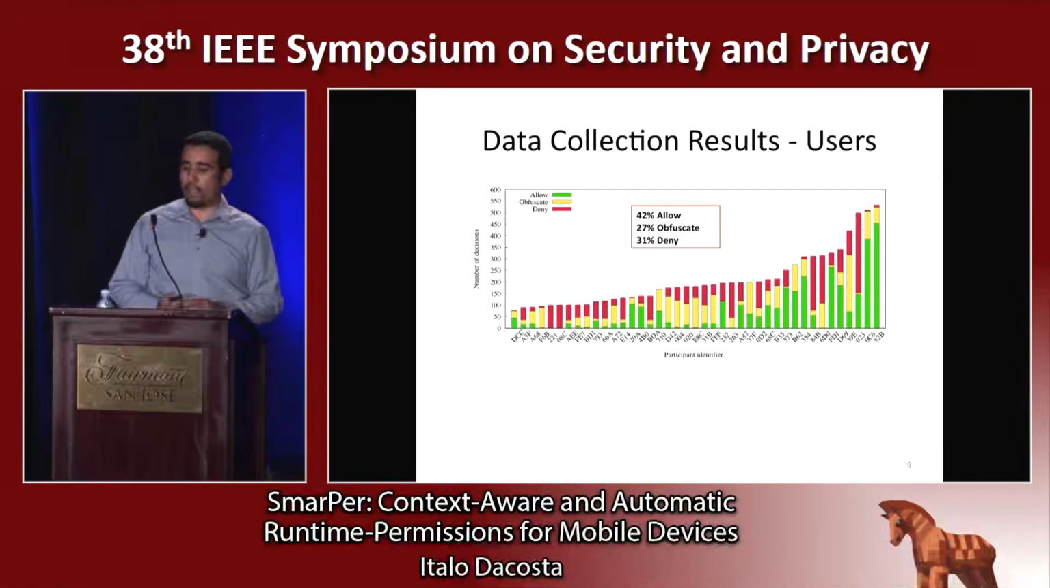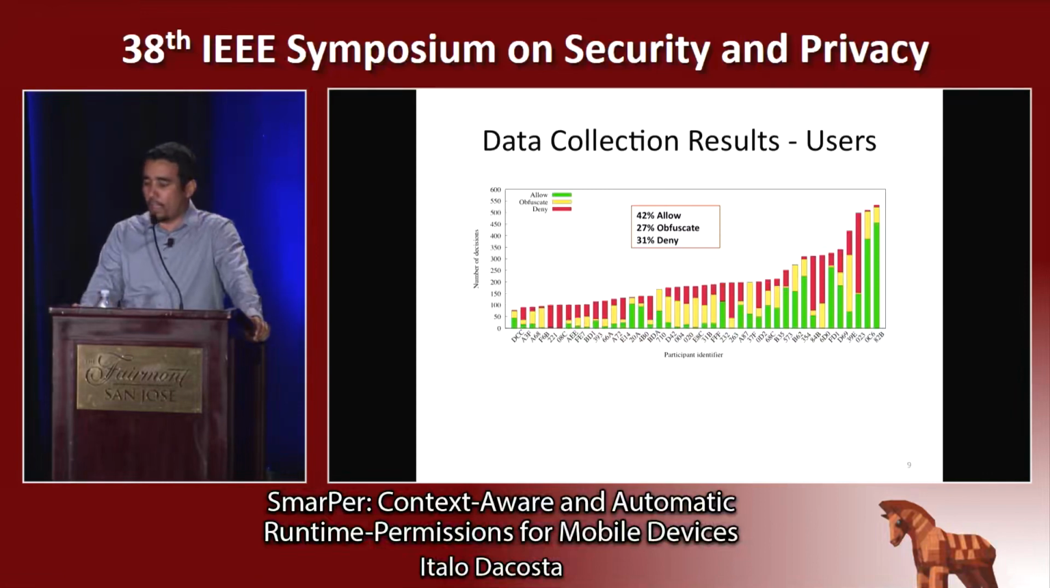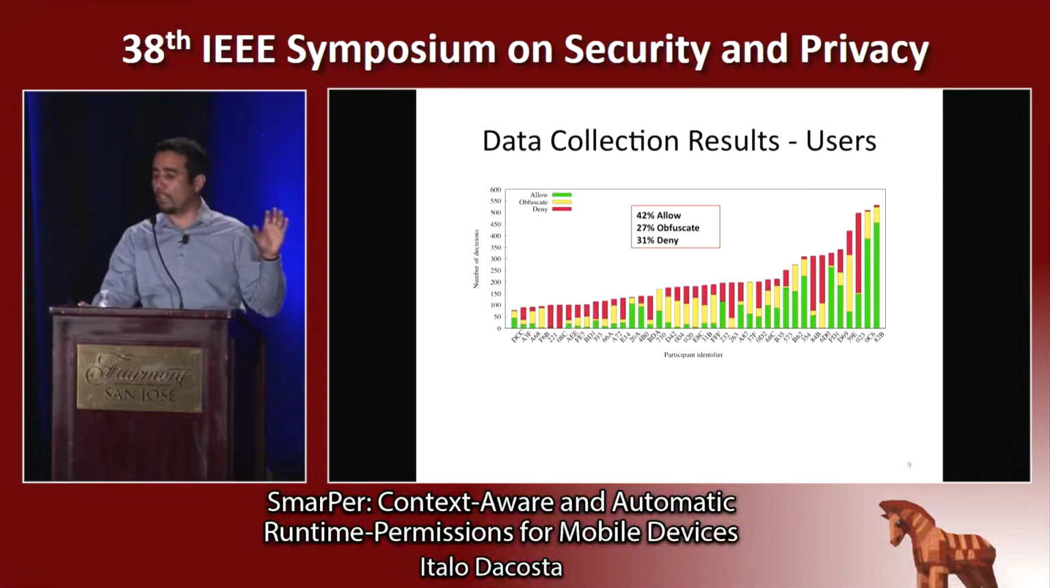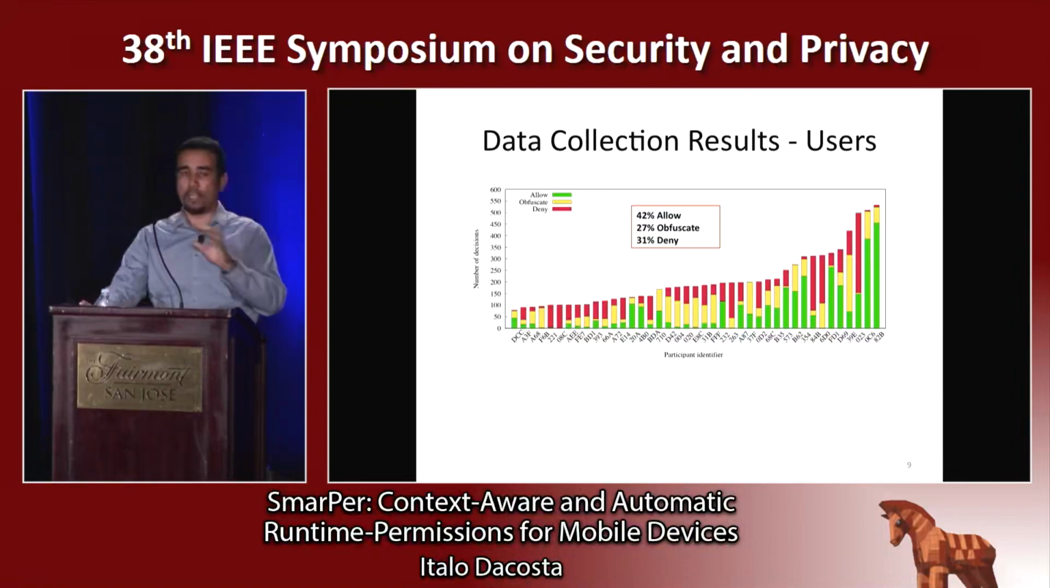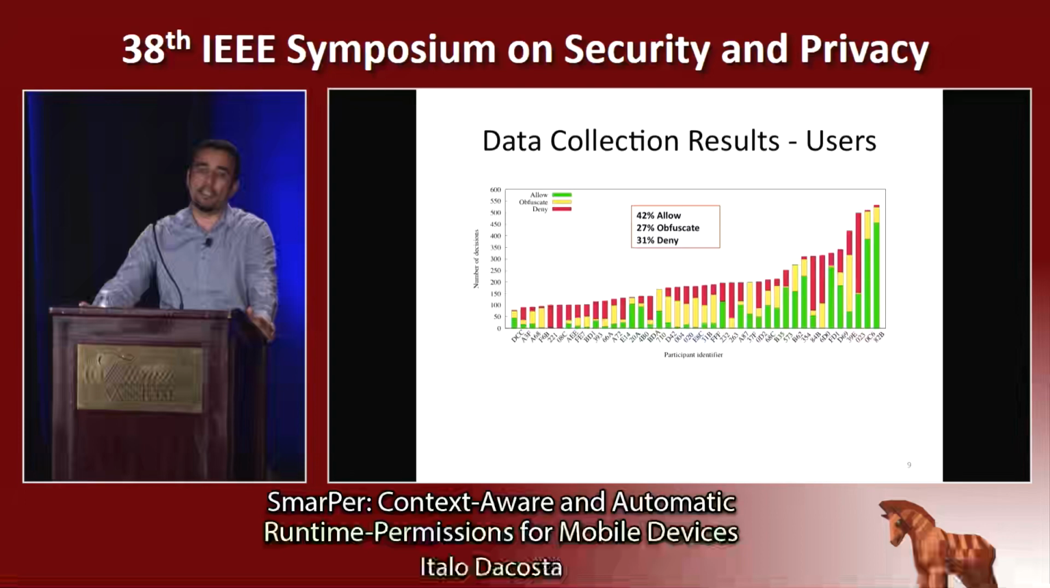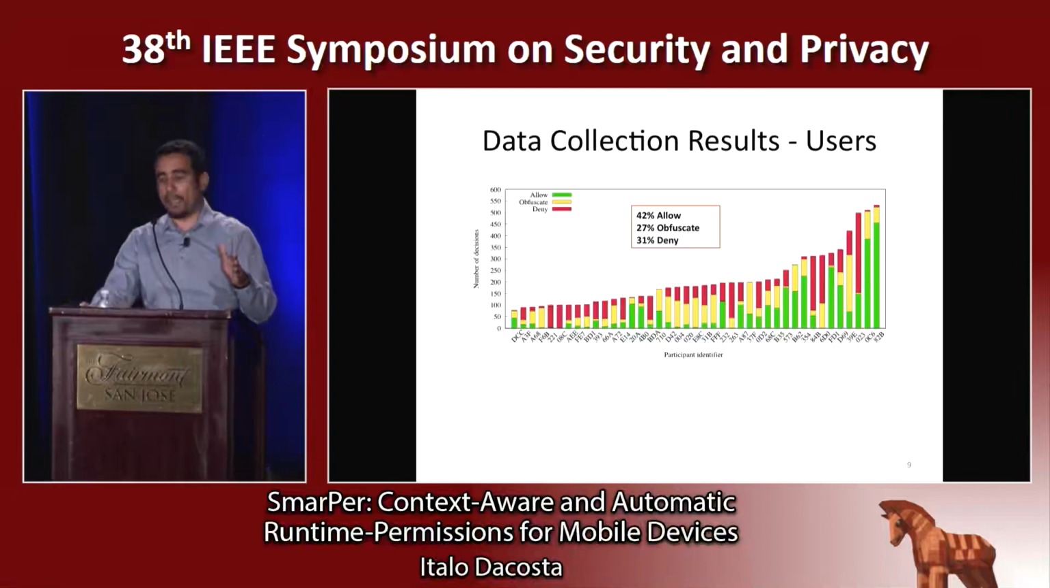So here we have some results of the data collection campaign. We show the histogram of the number of decisions collected per user. And we can see that for some users we have relatively little data, around 75 decisions, and for other users we have close to 550. We can see also the distribution of allow, obfuscate, and deny, and they are more or less balanced, with some bias towards allow.